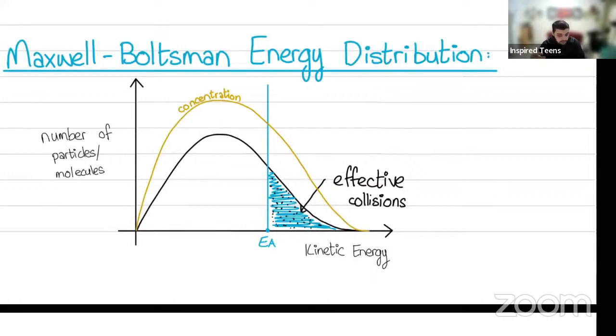Increasing upwards. As a result of that, what you'll notice is now there are more particles that fall after the activation energy. This is how this graph shows that an increase in concentration would increase the number of effective collisions, hence increasing the rate of reaction. So this is how concentration increases the rate of reaction, because it increases the number of effective collisions, and this is how it's shown in this graph specifically.